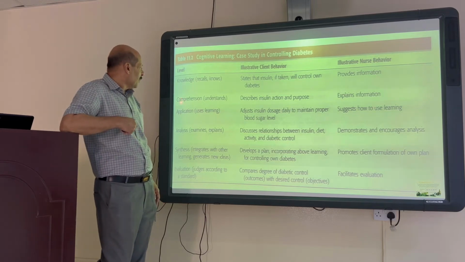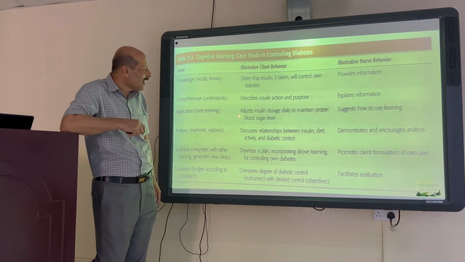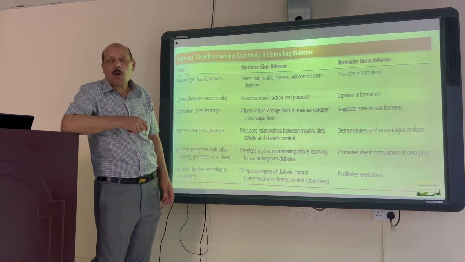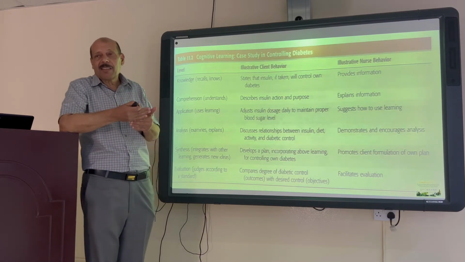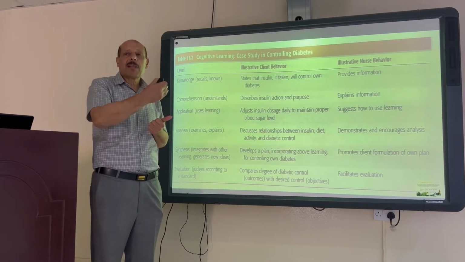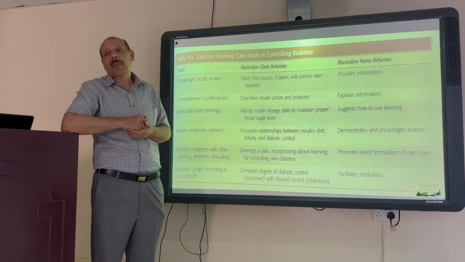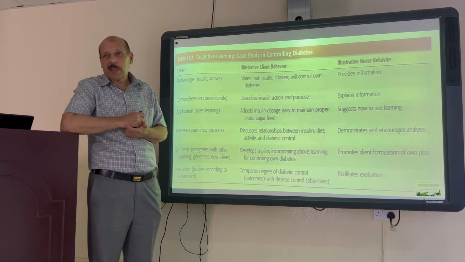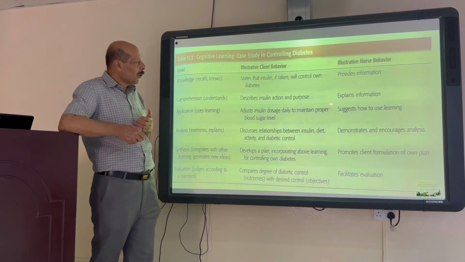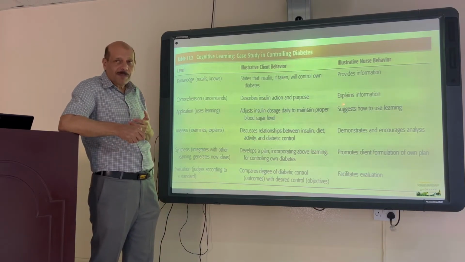This is information. Comprehension, which is understanding: describe the insulin action and purpose. How the insulin will act, how it will permit the cell to use the sugar in our body, and it will maintain the blood sugar in our body. So we have to explain the information.